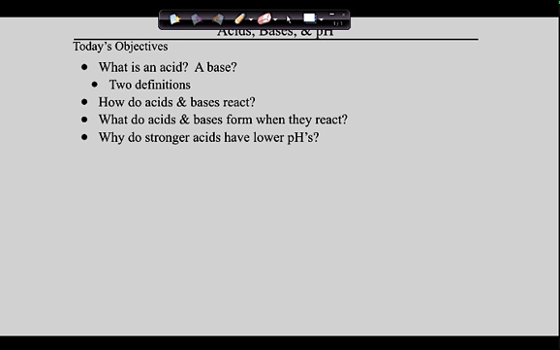Remember we learned last time that the pH scale goes from 1 to 14, and the strong acids are down near 1, and then they get weaker as we move up towards 7. And what has a pH of 7? Do you remember? Distilled water. And so guys, we're going to talk about why is it that the lower the number, the stronger the acid.